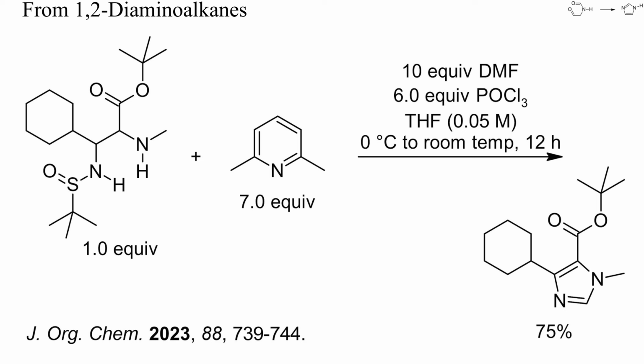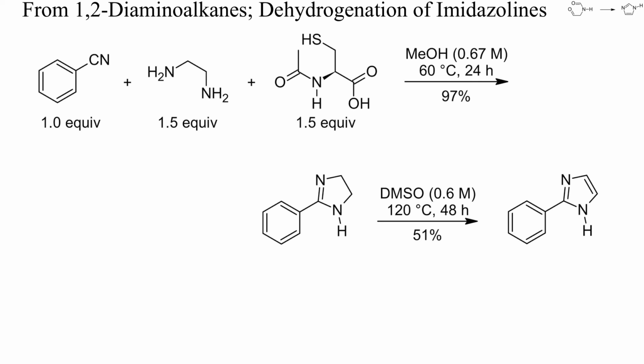1,2-diaminoalkanes can also be suitable starting materials for the preparation of imidazoles. Aromatization will require either dehydrogenation or elimination of a nitrogen-bound leaving group. In this example, aromatization was achieved by elimination of sulfinate. Heating nitriles with ethylenediamine can yield imidazolines.